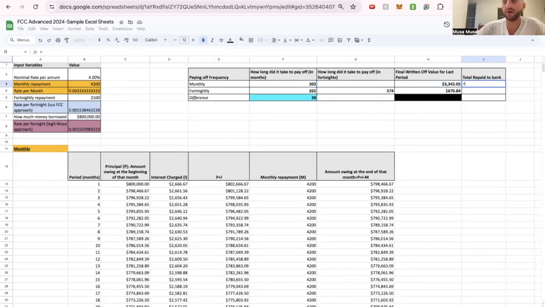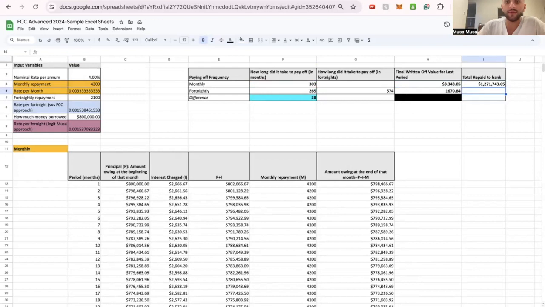So to find the total amount repaid to the bank, what we would do is we'd say it's going to be, open bracket, that number minus 1 times 4,200. So not 303, 302, plus the final written off value. This is how much we pay to the bank.